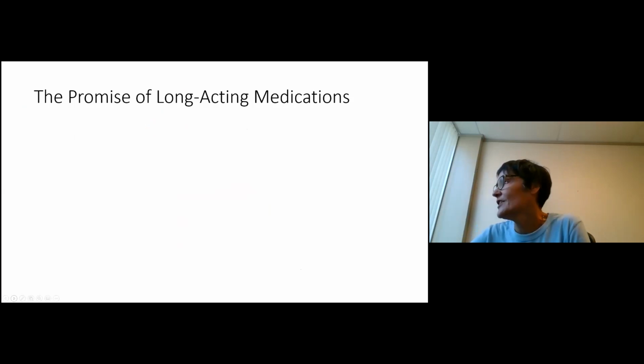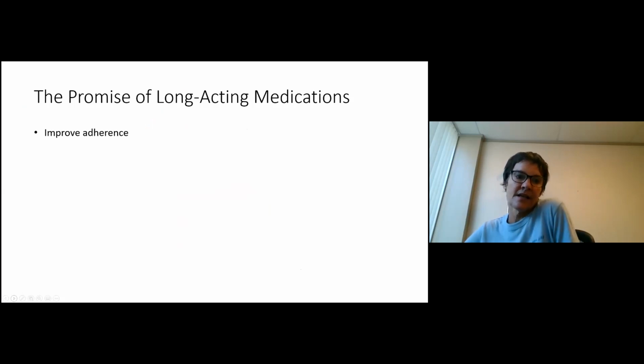So the promise of long-acting medications. First, it improves adherence. For any medication, we forget to take them, or we don't want to take them. So if you have a shot that lasts 4 weeks, for instance, like Sublocade, you don't have to remember to take it. So you've got it, it's done.